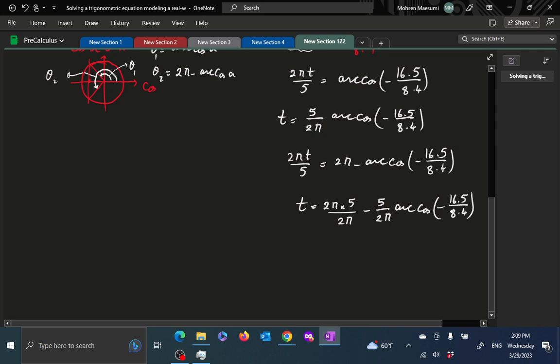So these 2 pi's cancel, and the t that I get is going to be 5. This is solution 1. Solution 2 is 5 minus 5 over 2 pi times the same thing.